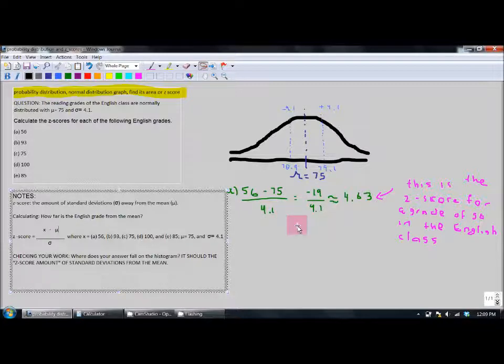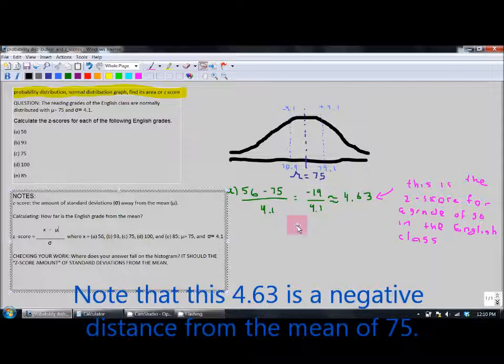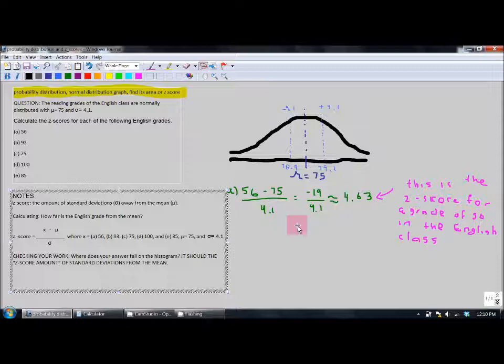So 56 minus 75 divided by 4.1. And that's going to give you negative 19 divided by 4.1, which is approximately negative 4.63. So that would be your answer for part A. Basically, it just says that a score of 56 is 4.63 for your z-score. So this 4.63 is the z-score for a grade of 56 in the English class. So that's all that really means.